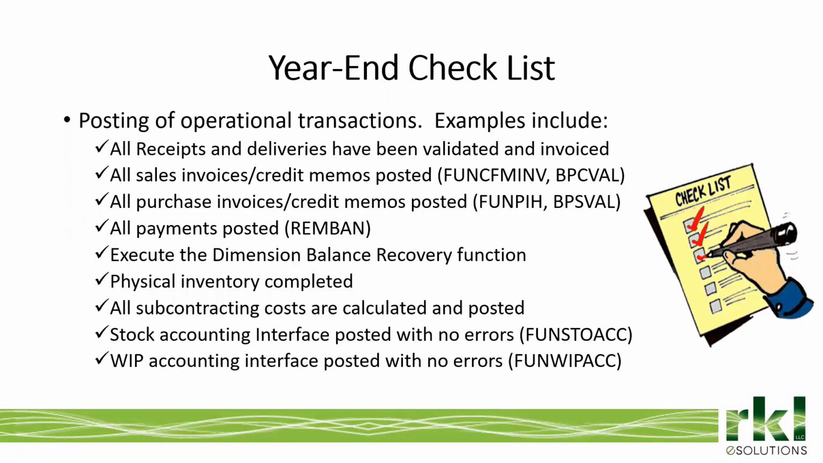So if you have transactions that are in a semi-complete state, for example, that's going to prevent X3 from actually closing. For example, a journal entry that's in a temporary status would need to be changed to final. Getting into some of the particulars of closing here, you're going to want to ensure that your receipts and deliveries have been validated and invoiced, which, if this is something you've done for a long time, you'll know is just a normal monthly process for closing. You're also going to want to ensure your sales invoices and credit memos are posted.